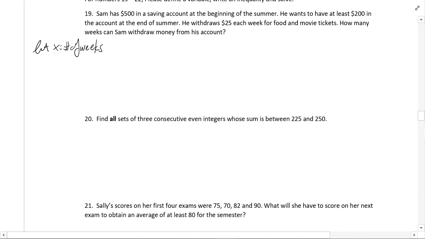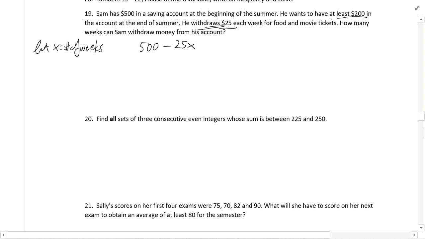Okay, Sam has $500 in the savings account at the beginning of the summer, so he starts with $500. He wants to have at least $200 in the account at the end of the summer. He takes money out each week, so I'm going to say minus $25 each week, so 25x.